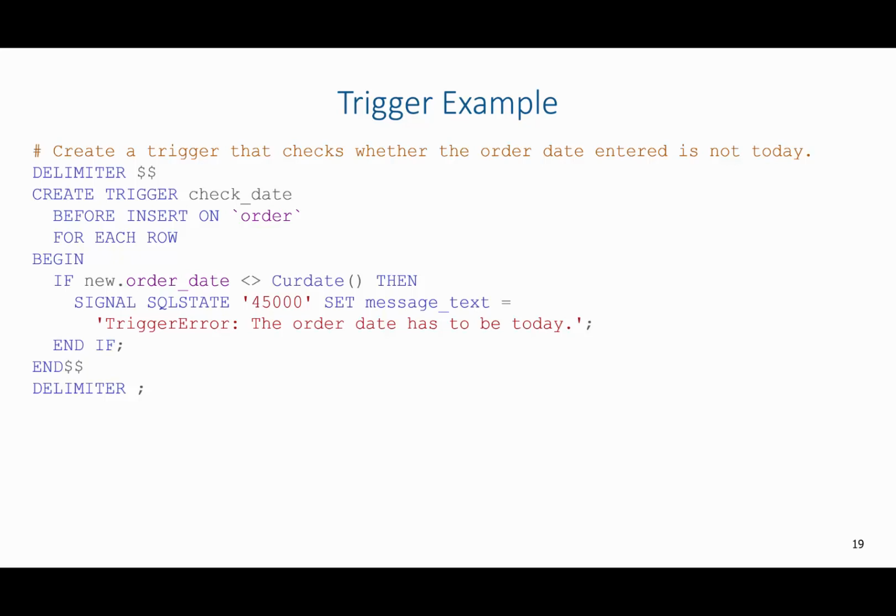Inside of the begin and end, I'm going to say if new.order date does not equal the current date, then we will display an error message. So we will use signal SQL state 45,000. We'll set the message text equal to trigger error, the order date has to be today.